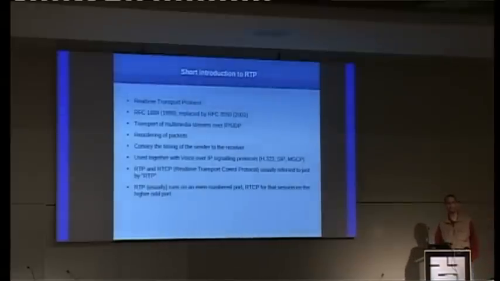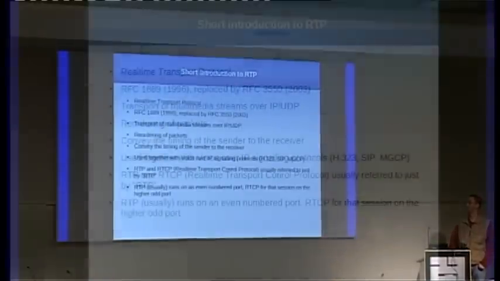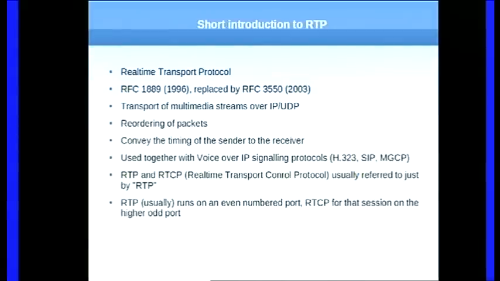It's RTP, the Real-Time Transport Protocol, and RTCP, the Real-Time Transport Control Protocol. But most people just refer to both protocols by saying, well, we're using RTP. And the specification says that RTP usually runs on an even-numbered port, and the RTCP usually runs on the next higher odd-numbered port. But I think that's not required anymore with the new version, but it's a very good idea to do it so your implementation is backwards compatible with old implementations.